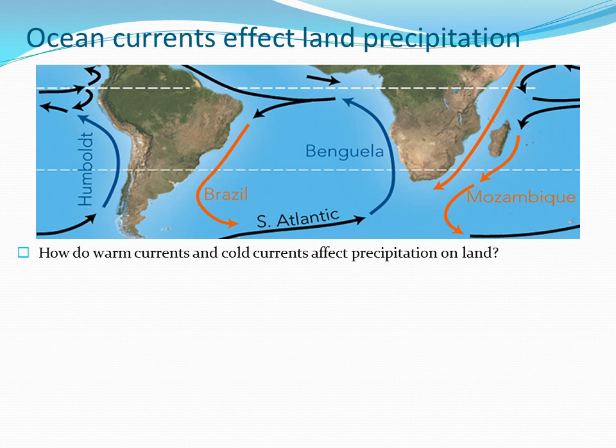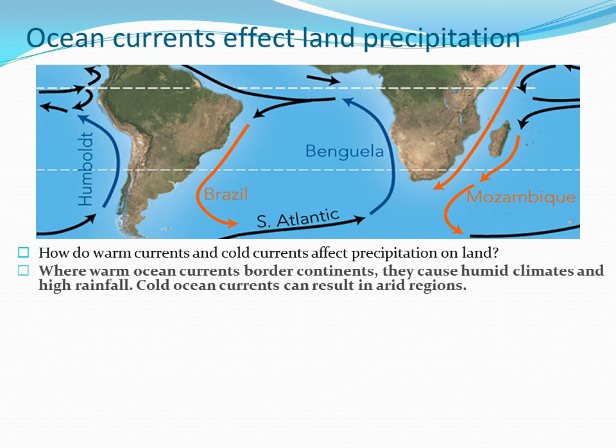Okay, so how do warm currents and cold currents affect precipitation on land? Having just gone through all of that, hopefully you understand that where a warm current borders a continent, it causes humid climates and high rainfall. Cold ocean currents can result in arid regions. Again, arid regions just means it's dry, it's desert. We live in an arid region.